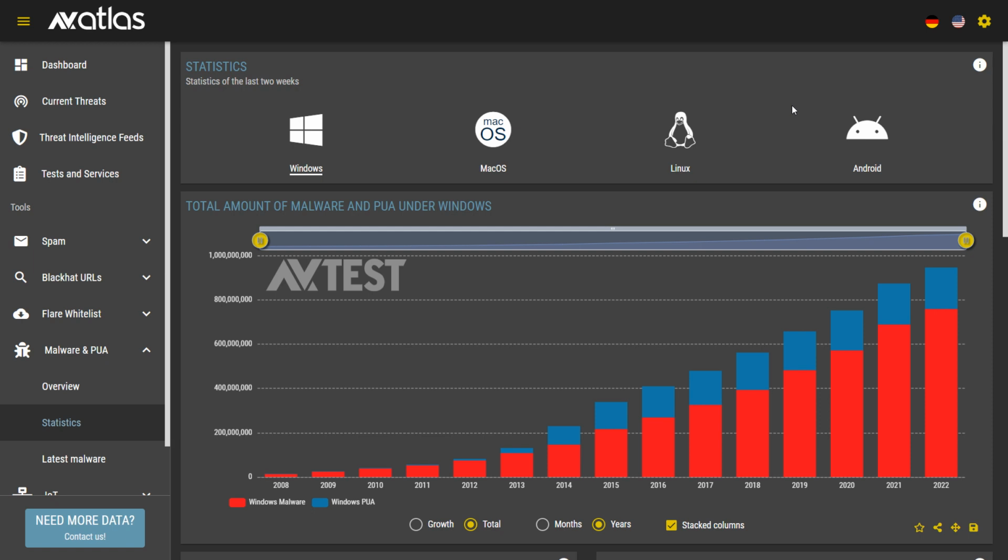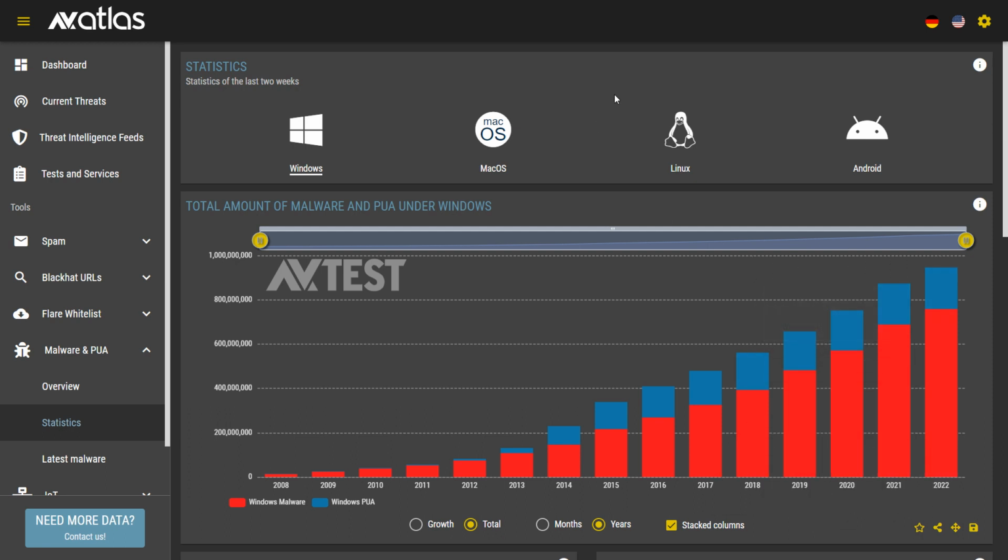Now, AV Test, as many of you may know, are an anti-malware assessment company, and I have uploaded a couple of videos regarding AV Test when it comes to testing the different antivirus products and solutions. Now, here we can see for this graph, the total amount of malware and PUA, which, by the way, stands for potentially unwanted applications. This is for the total amount found for Windows, macOS, Linux, and Android. And for today's video, we are going to just focus on the red. So the red is the total amount of malware.